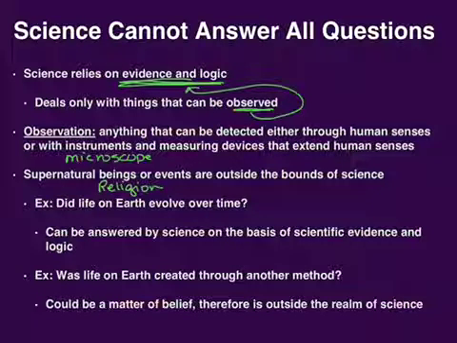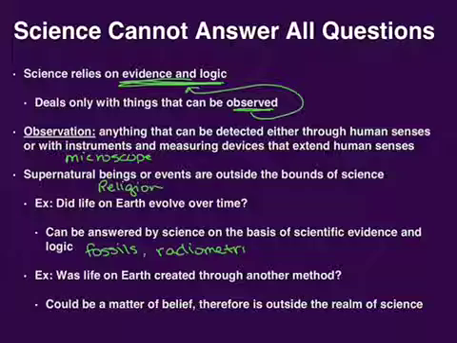And so, for example, did life on Earth evolve over time? This can be answered by science on the basis of scientific evidence and logic, such as fossils. We can observe fossils of organisms that once roamed Earth. We can do radiometric dating to determine how old an organism was when it died.